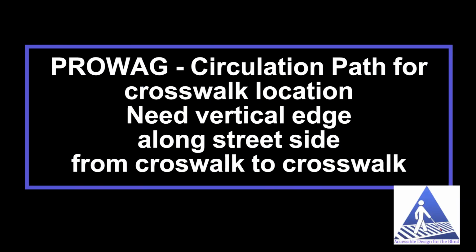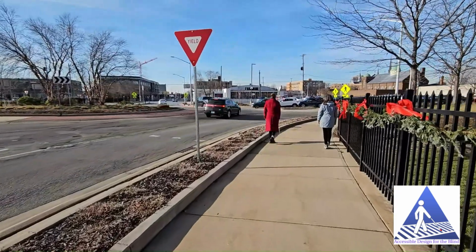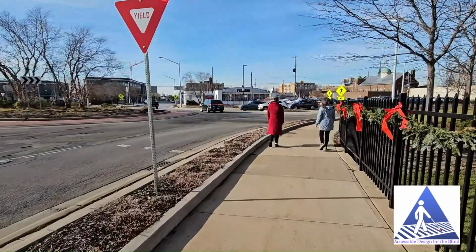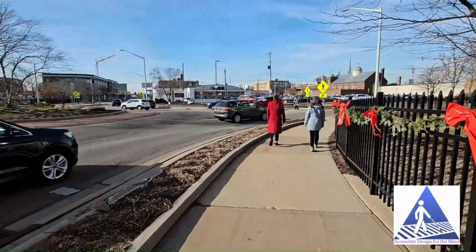Public rights-of-way accessibility guidelines. Circulation path for crosswalk location. Need detectable vertical edge along street side from crosswalk to crosswalk. The pedestrian continues along by trailing the vertical landscape edge until she detects the domes for the perpendicular street.